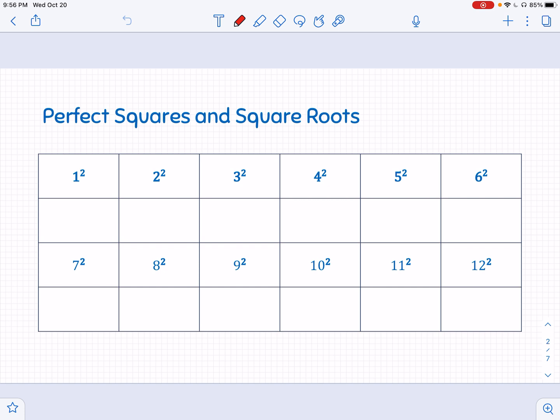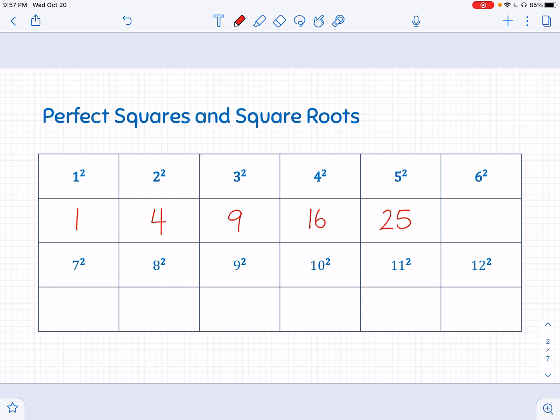So first of all, before we get into how to simplify them, it's important for us to think about what a perfect square and a square root actually are. A perfect square is any integer squared. So, 1 squared is 1 because 1 times 1 is 1. 2 squared is 4 because 2 times 2 is 4. 3 squared is 9 because 3 times 3 is 9. 4 squared is 16 because 4 times 4 is 16. 5 squared is 25 because 5 times 5 is 25.